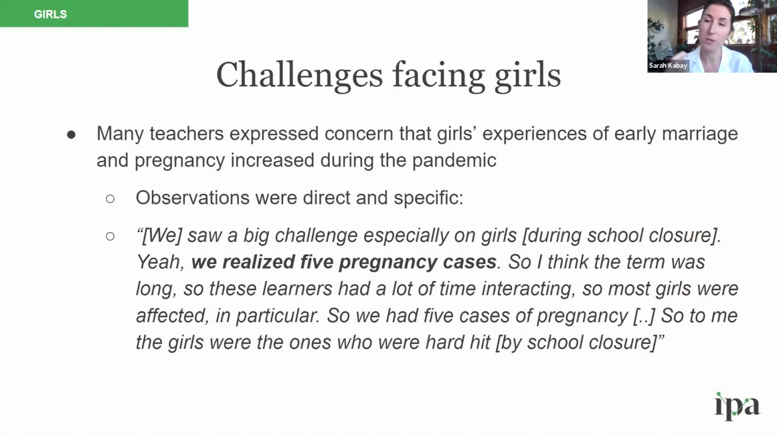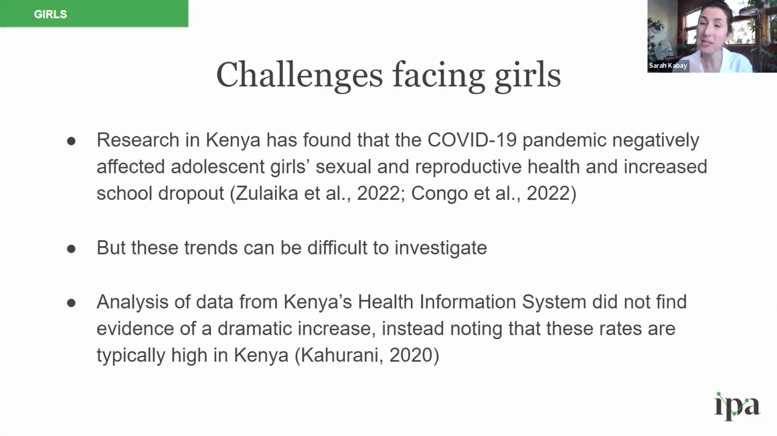So girls know girls in their school, in their community, realizing that this was a major concern during the pandemic, and then affecting girls' ability to return and engage in school afterwards. So this has been supported by some emerging research, right? There are a couple of studies in Kenya that have found that girls' sexual and reproductive health was negatively impacted by the pandemic. This also supports some broader research across multiple contexts about girls' vulnerability to various shocks, right?